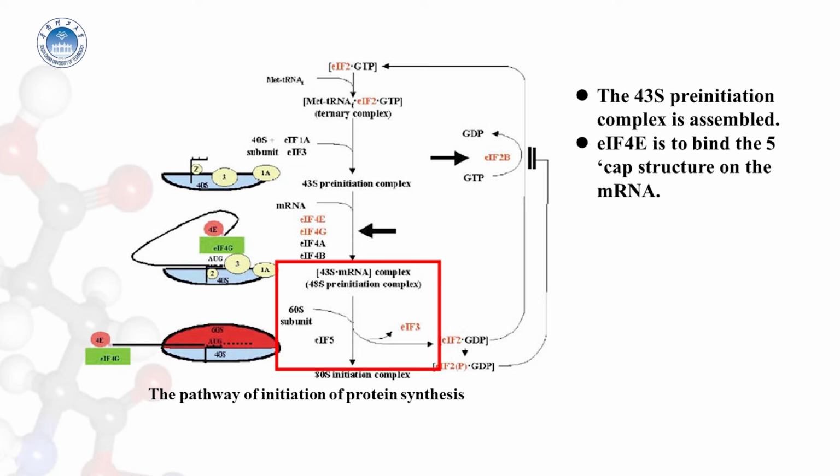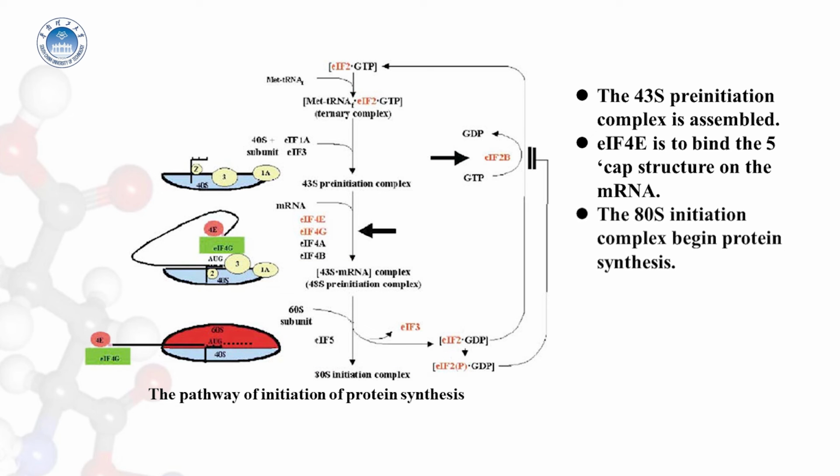Addition of the 60S ribosome subunit, in a step requiring initiation factor eIF5, results in hydrolysis of the GTP associated with eIF2 and the loss of eIF3 from the ribosome. The 80S initiation complex thus formed is then competent to begin protein synthesis.